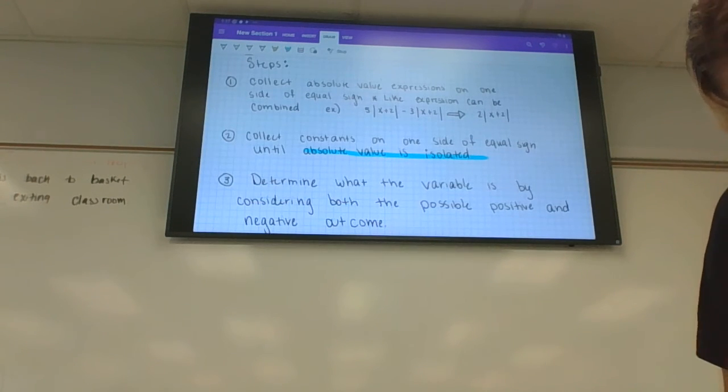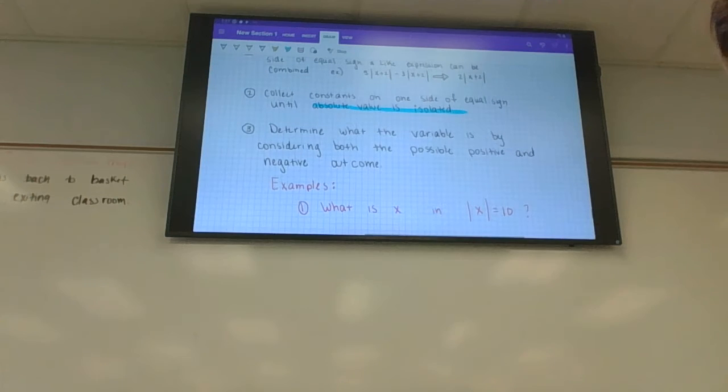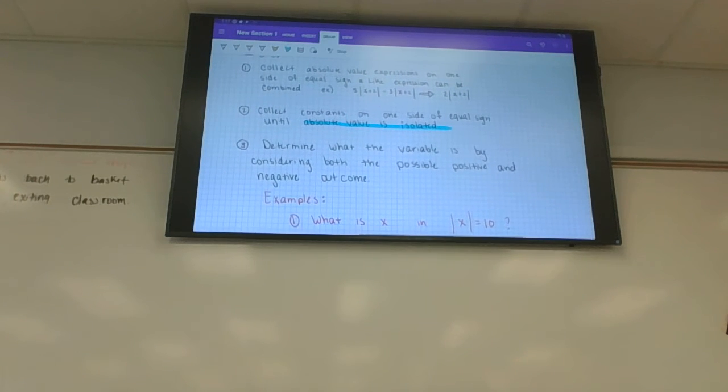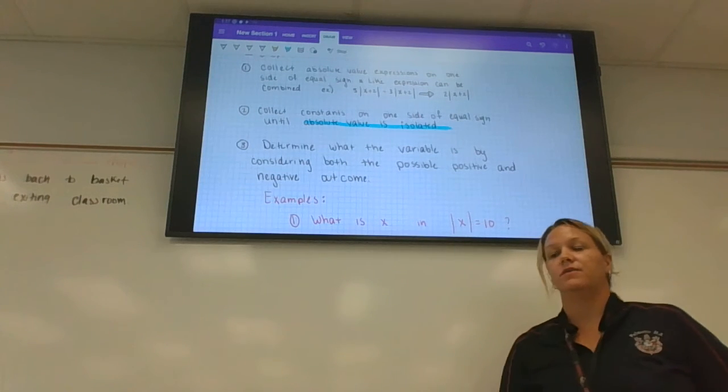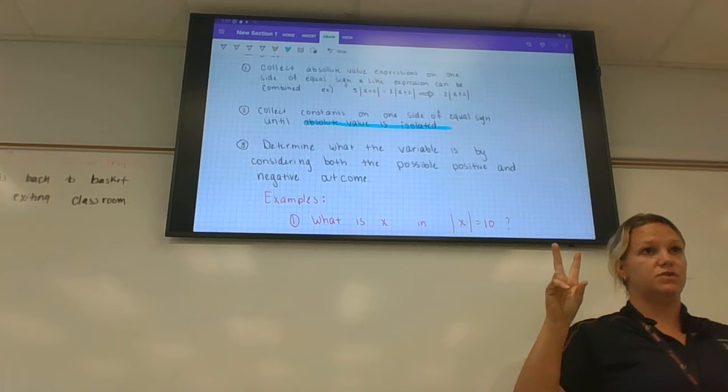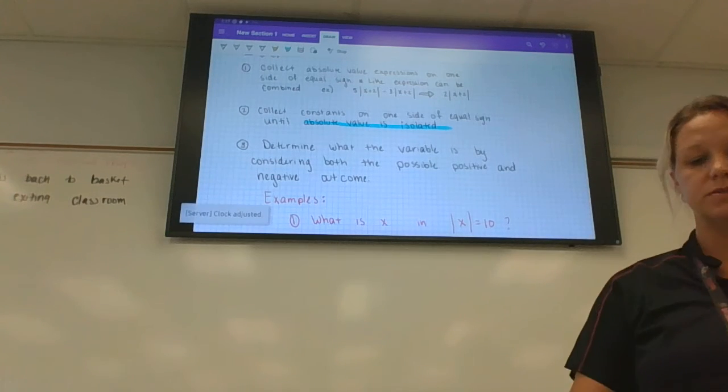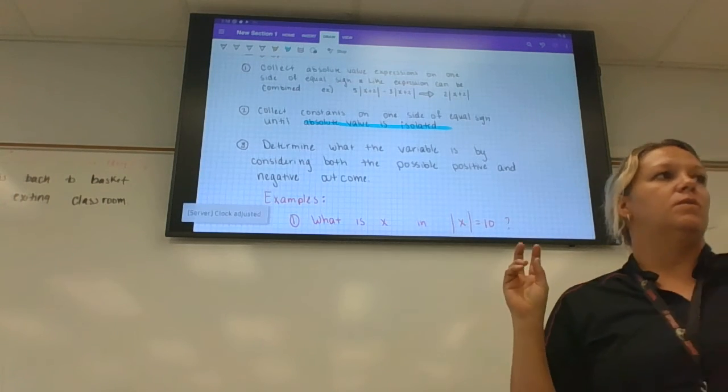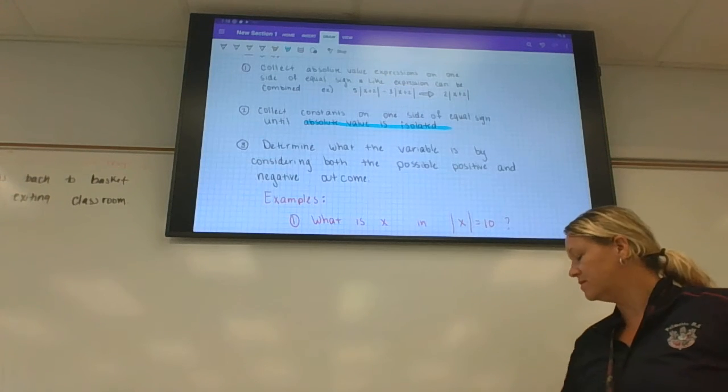What else could be here? Oh, example. Oh, this is just an example of step 3. So this is why absolute value may have 2 solutions. Most of your absolute value equations will have 2 solutions.